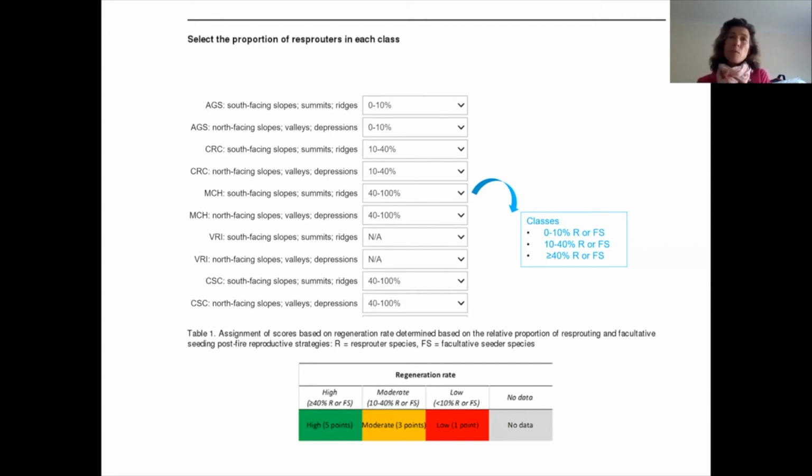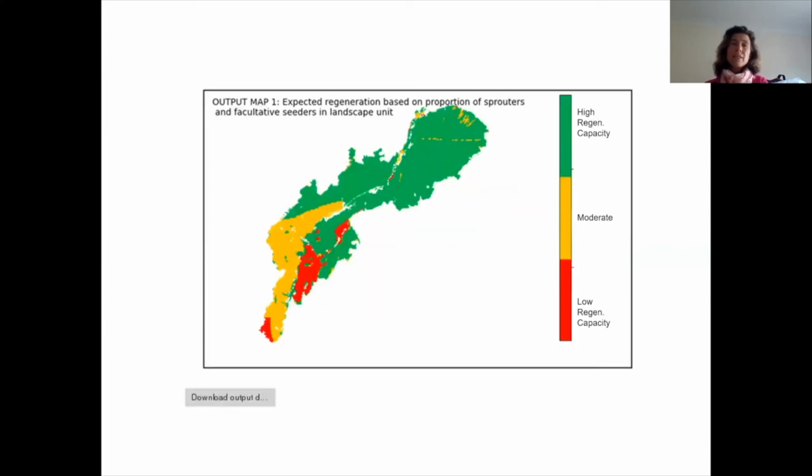And then based on those proportions, each pixel is then assigned a score. So, for example, if it has over 40% resprouting or facultative seeding species, it's assigned 5 points. And what we can see in this map, output map 1, which is reflecting those allocations, we can see a large proportion of the Copper fire is in that high regeneration capacity because it's dominated by resprouter and facultative seeder species.